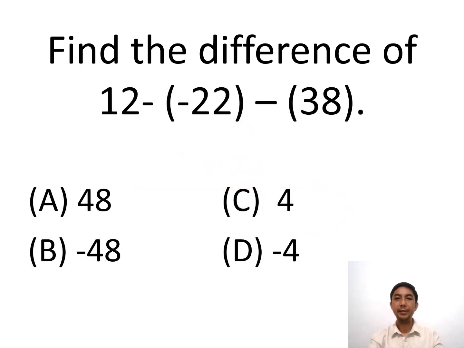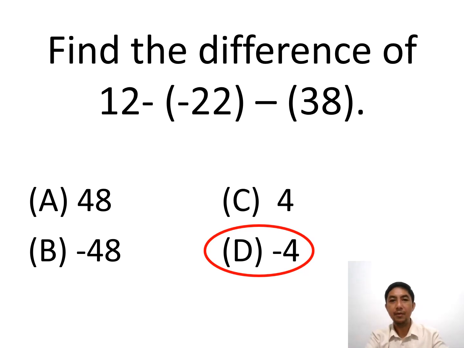Okay, so here is another example. Find the difference of 12 minus negative 22 minus 38. Timer starts now. Time is up. So the correct answer is letter D, negative 4.